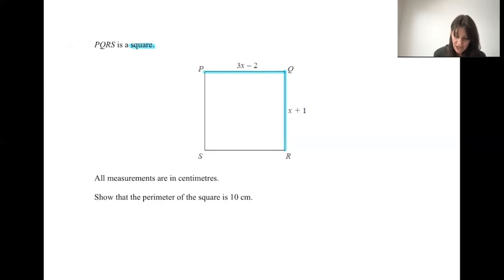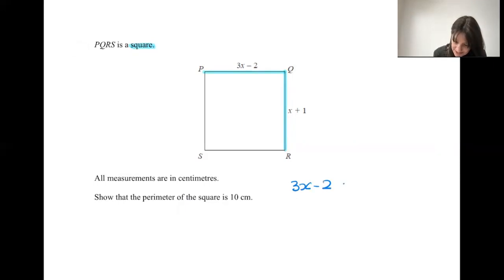So what I need to know is the length of one of the edges. If I know the length of an edge, then I can just times it by 4 and I can prove it's 10. So my problem actually is finding out what x equals so that I can then go on and work out the edge. And it's the fact right at the very beginning that helps me with this question. If it's a square, these are equal. If these are equal, I can write that fact down.